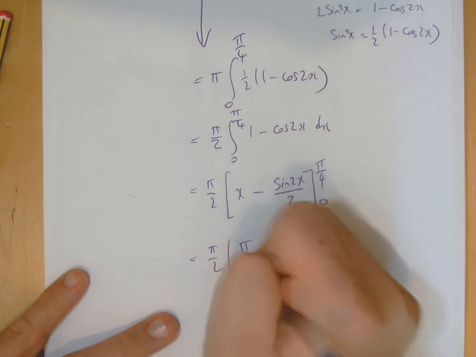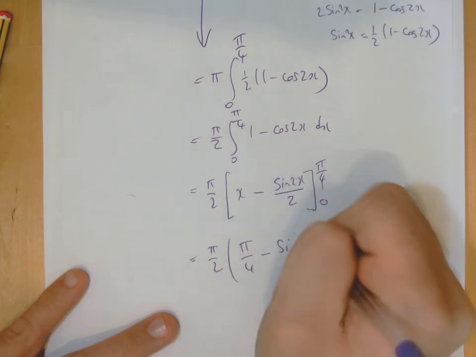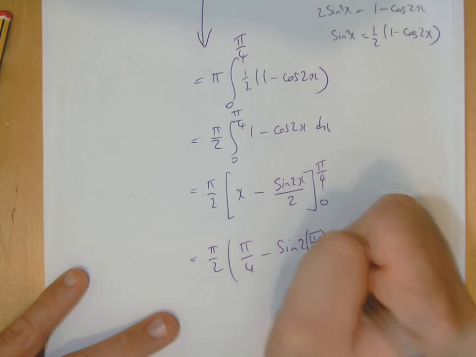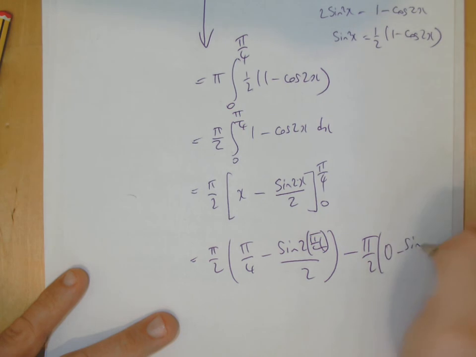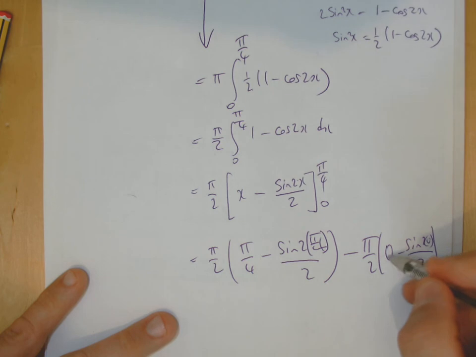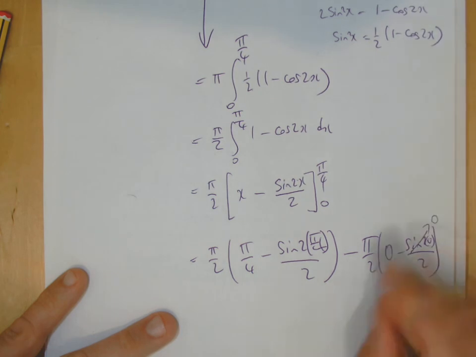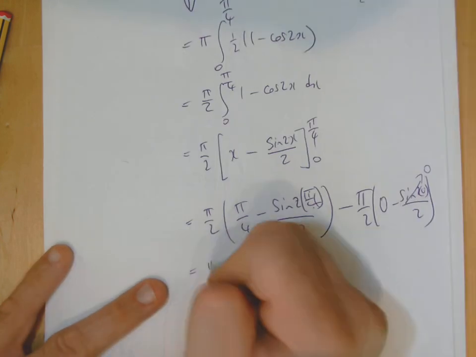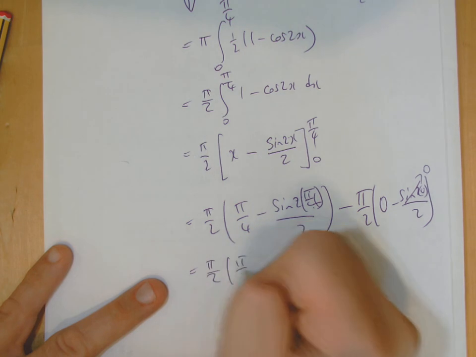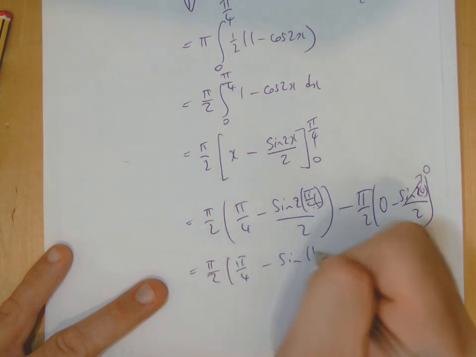Pi by 4, take away sine 2 pi by 4 over 2, minus then pi by 2, 0, take away sine 2 of 0 over 2. Now I know, obviously that's 0, but I know sine 0, to check in your calculator, is also 0, so all of this will just go. This is 2 times pi over 4, so that becomes pi by 4, sine, actually that's pi over 2.